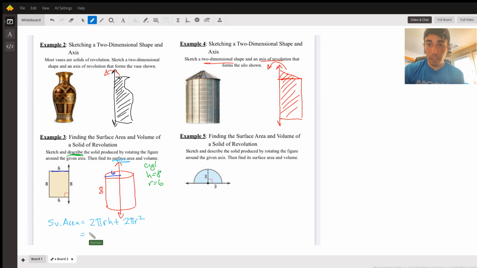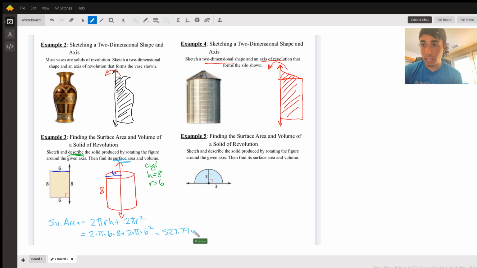Okay, so we're going to plug everything in. It'll be 2 times pi times the radius, which is 6, times the height, which is 8, plus 2 times pi times the radius squared, so times 6 squared. We put that into the calculators, and that is going to come out to be 527.79. We were talking about area, and it doesn't give us an actual unit, so I would just say units squared. That will be my surface area.